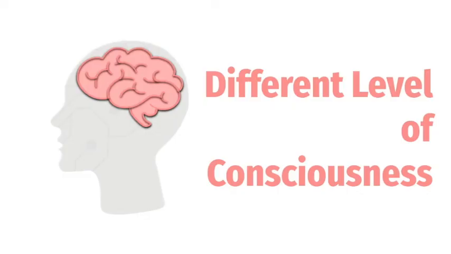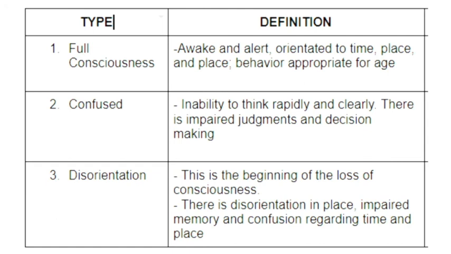So next, let's move on to the CLO number 3, the different levels of consciousness. We have 8 levels of consciousness. The first is full consciousness. The definition of this is that the patient who is fully conscious is awake and alert. The patient is also oriented to time and place. The patient's behavior is also appropriate for his age.